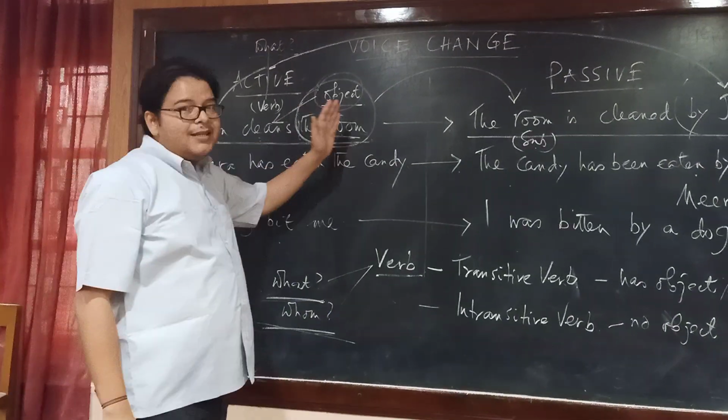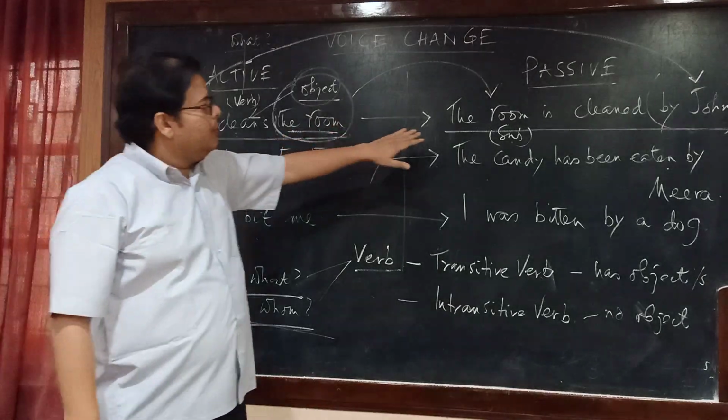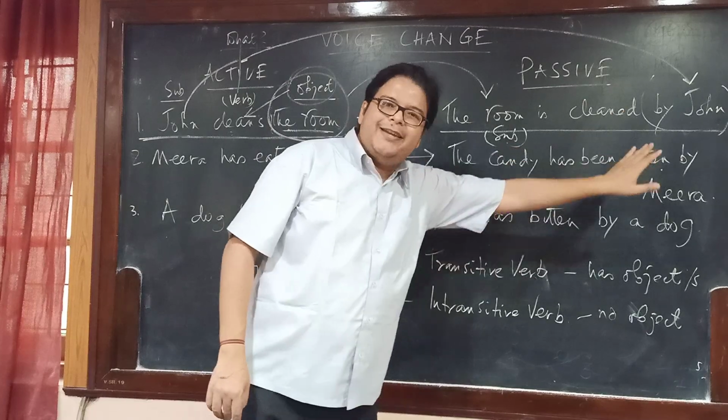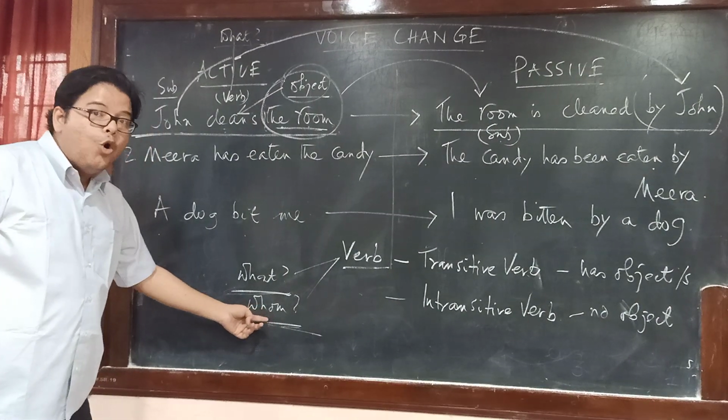Now in passive voice, you have to make this the subject then. So here the room has become the subject. The room is cleaned by John. Right. I shall also give you this example, whom.